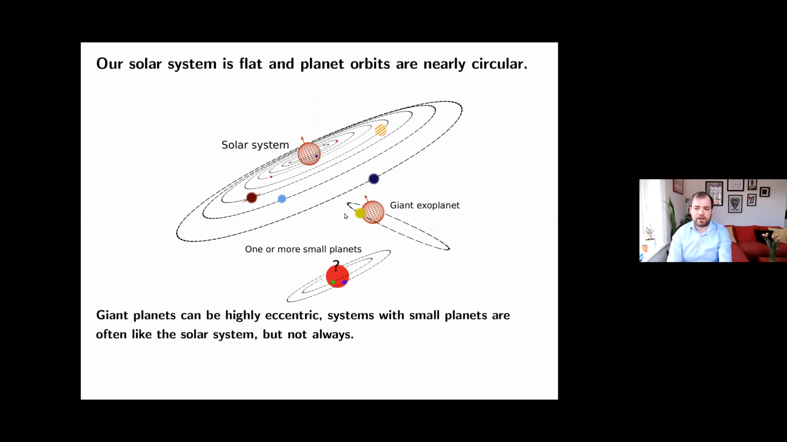And so to come back to my picture, we first learned about eccentricities. And then when it comes to alignments, again, giant planets are regularly misaligned. For small planets, that may or may not be the case, and we just don't really know with current data.